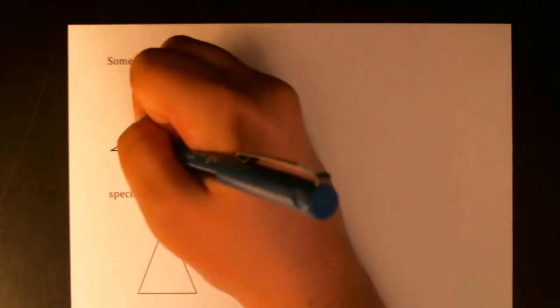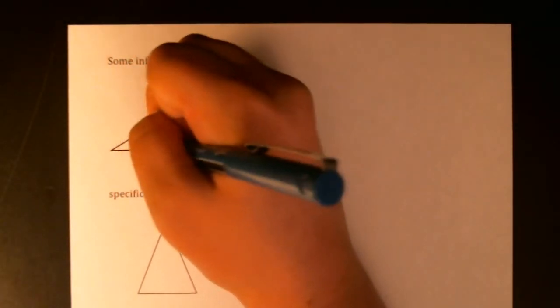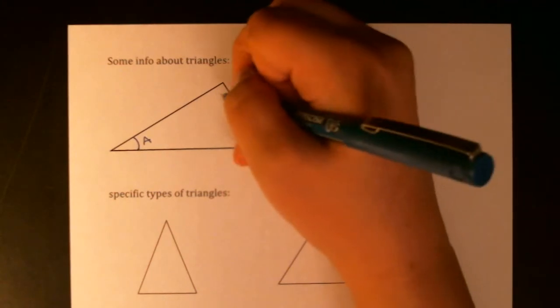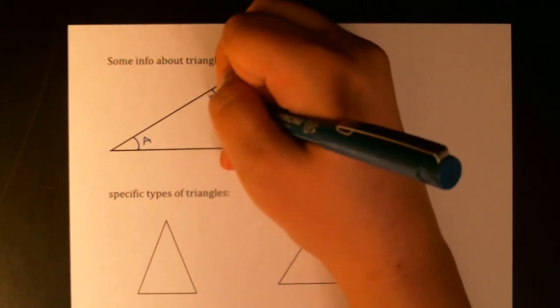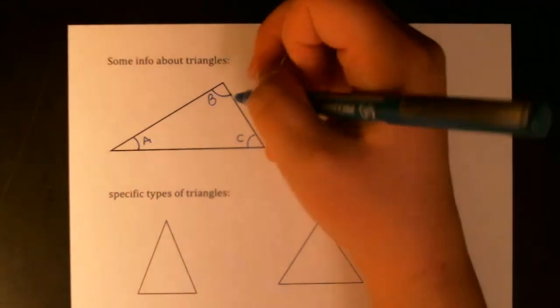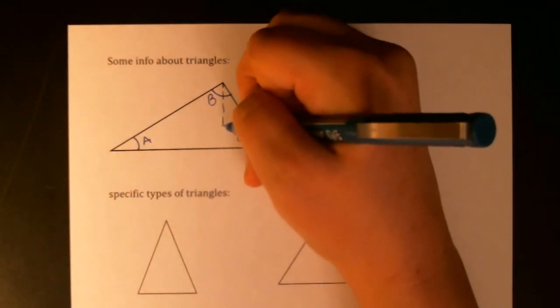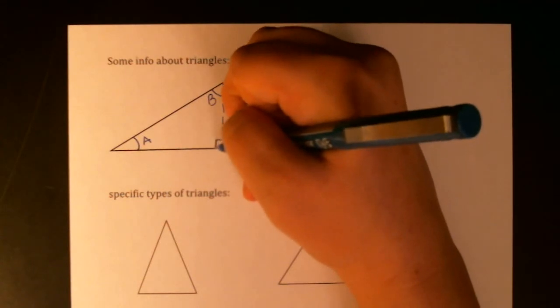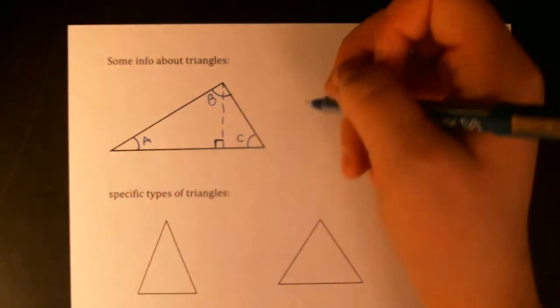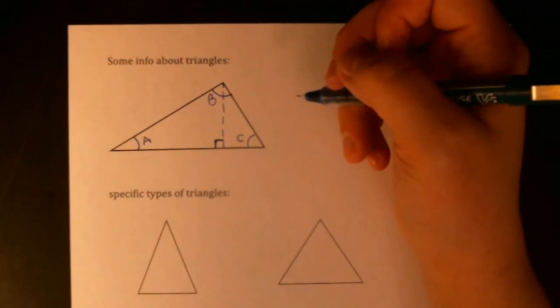Okay, so first one I'm going to do a lot of labeling. I'm going to say this is angle A and this is angle B. And this is angle C. And I'm also going to drop a perpendicular. So this is going to be perpendicular to the base of the triangle. And then I'm going to label some lengths. So those were angles that I was labeling.